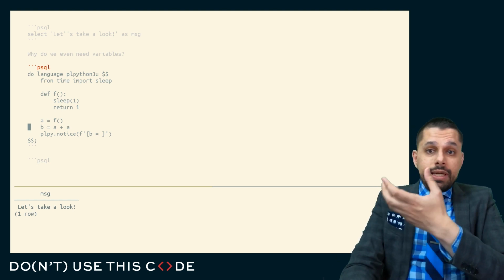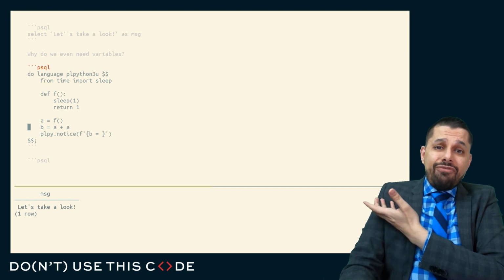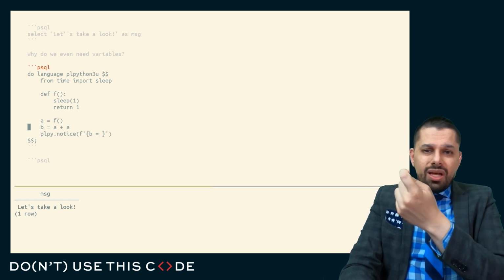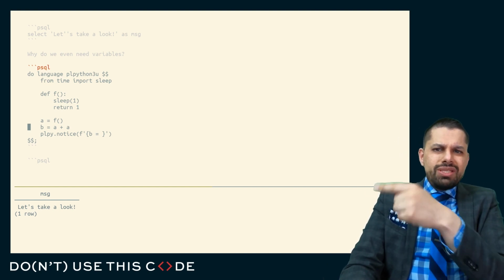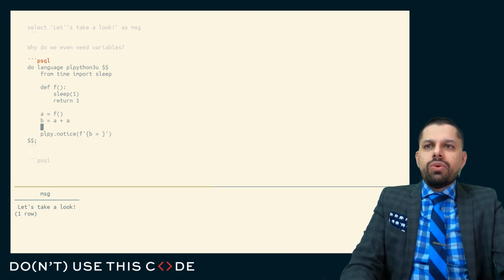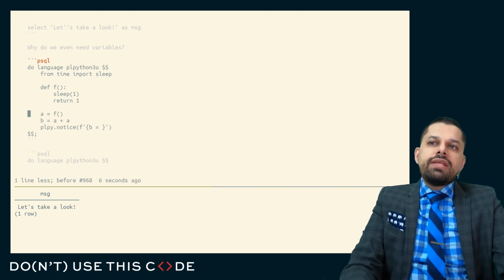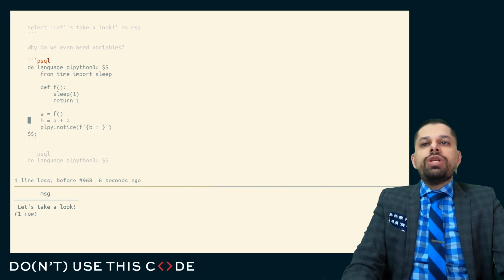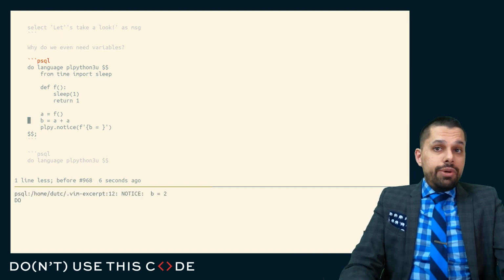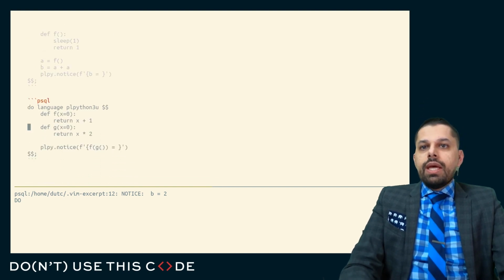Well, one reason that we might care about variables in a language like Python is if we have some very complex expression, some very complex computation, like f, that takes 1 second to run. We want to be able to run it once and then reuse that value in multiple places. We don't want this to be b equals f plus f, because then it's going to take 2 seconds for this program to run. No, we want to take this value, capture it once, and then reuse it in multiple places. It's a very common case where we might want to use variables in a programming language.